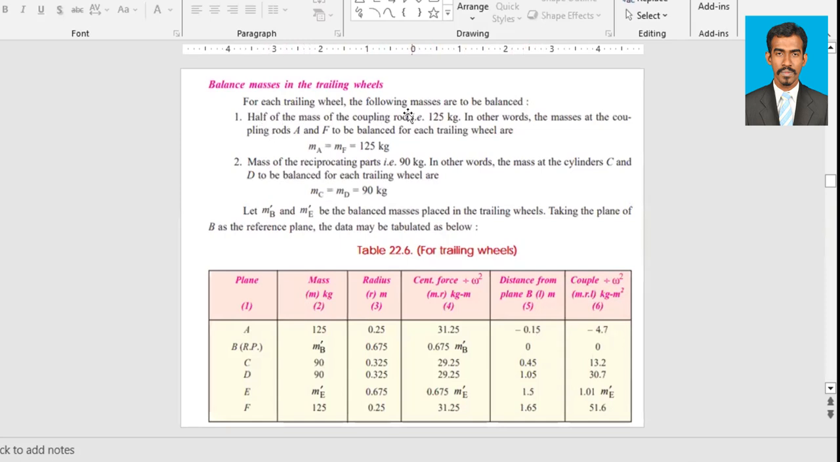Half the mass of the couple rod. So I mentioned already, the couple rod is 250 kilogram, and half of it is balanced by the driving wheel, that is 125 kilogram, and the rest of the 125 kilogram will be balanced by the trailing wheel. So now we have 125 kilogram of the couple rod which needs to be balanced.